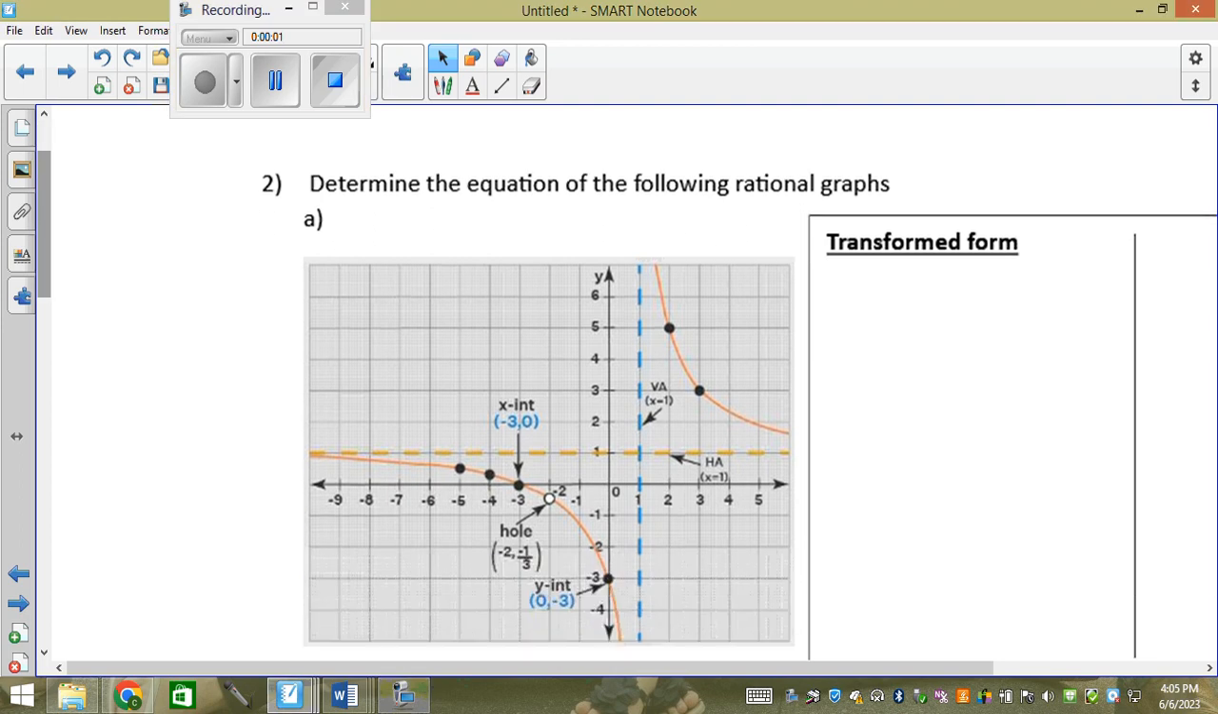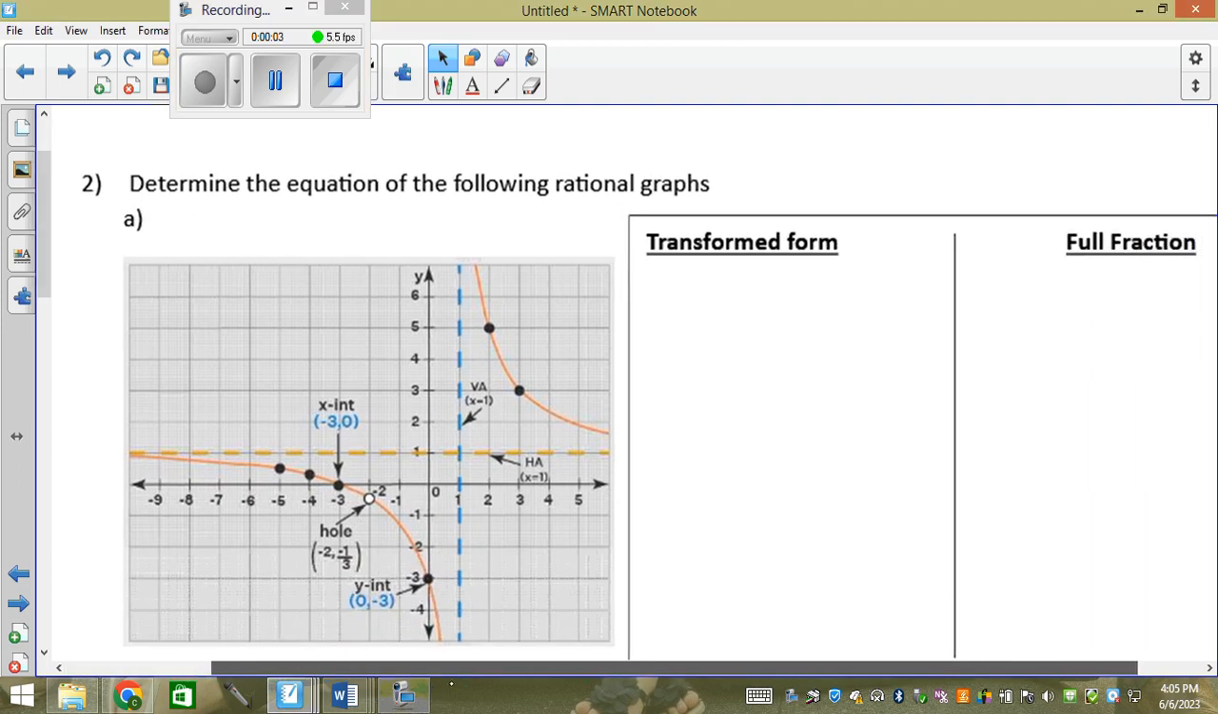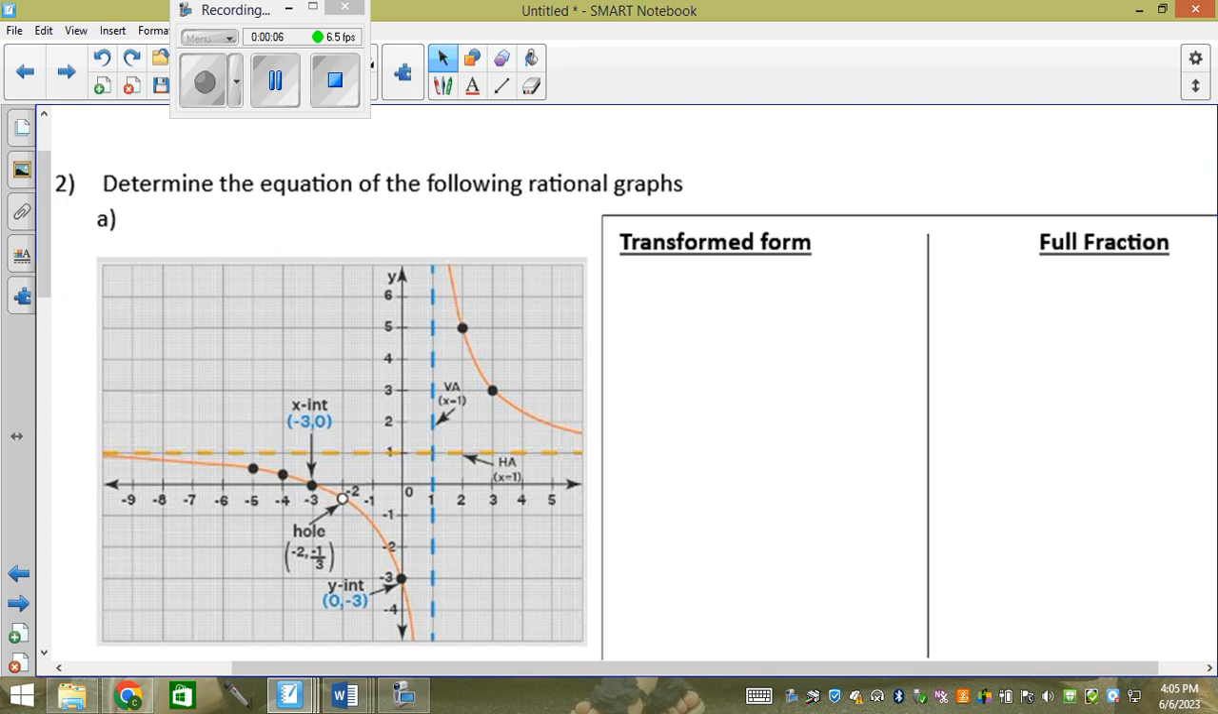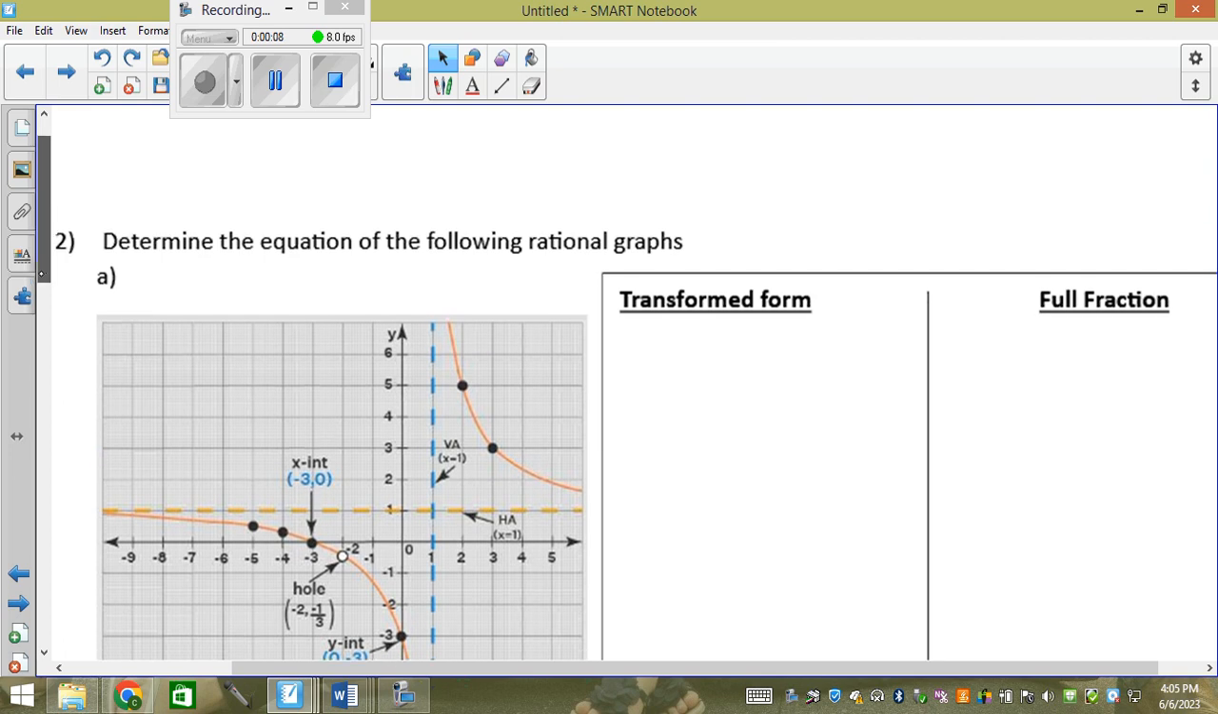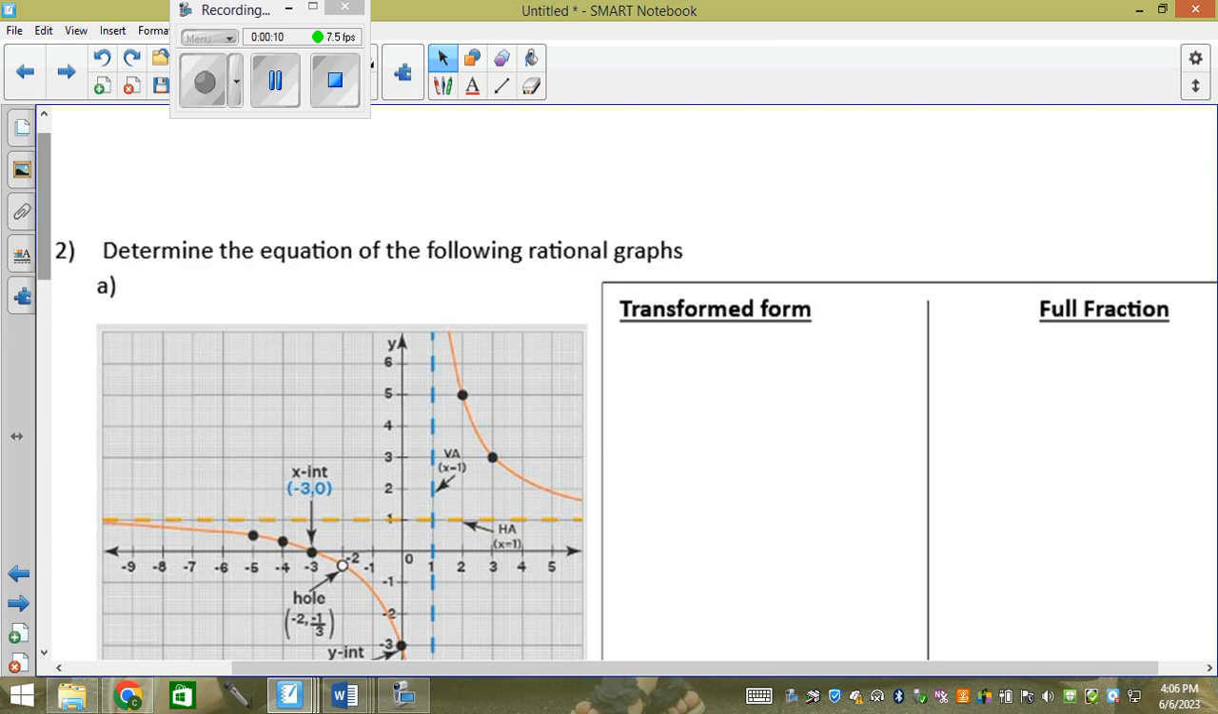Okay, so we're going to do rational graphs. There are two different types of ways we can make these, and we talked about this today. The transformed form, remember how you'll set it up, is there'll be y equals a. Either way, both forms are going to need an a.